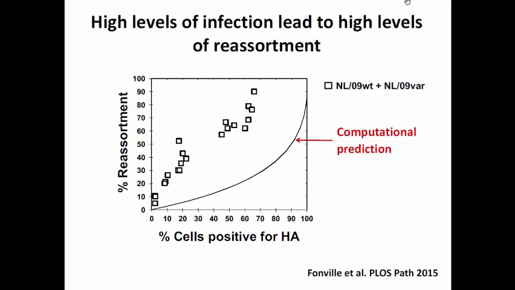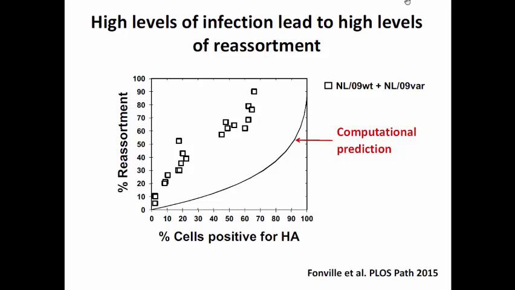So plotted on the x-axis is the percentage of cells that were infected as detected by HA positivity on the cell surface. This is either or both of the HAs that we're tracking here. Then on the y-axis is the percent of progeny viruses with any reassortant genotype. So you can appreciate that where we have high levels of infection and therefore high levels of co-infection, we see a lot of reassortment, and this of course declines as the MOI goes down.